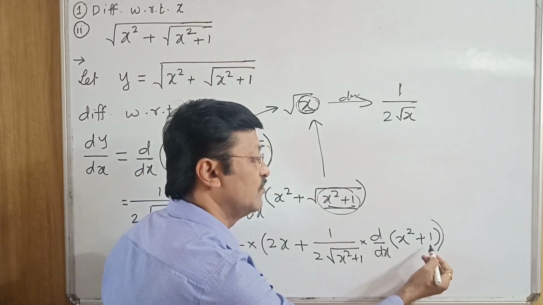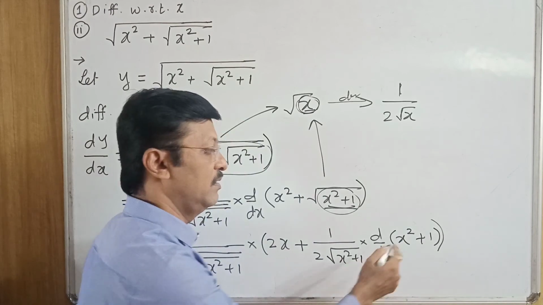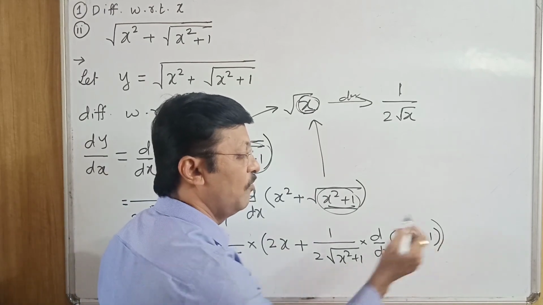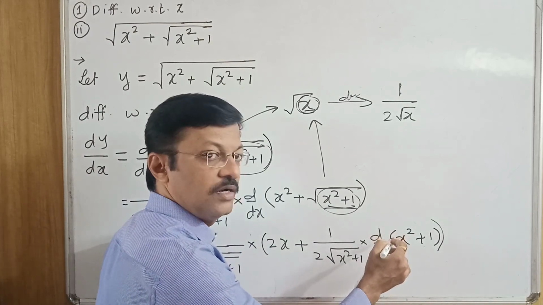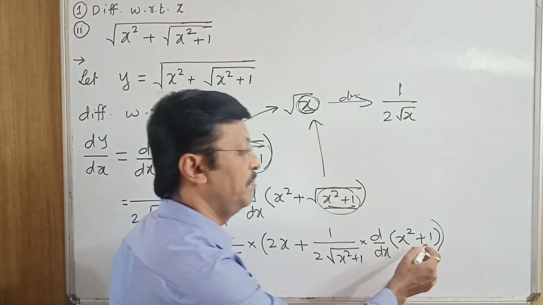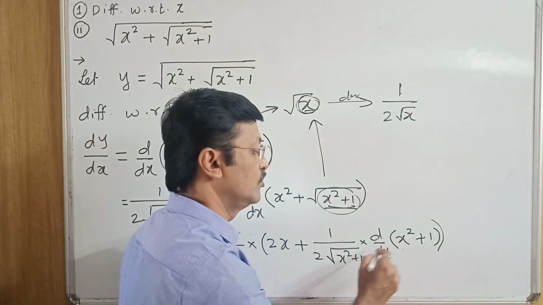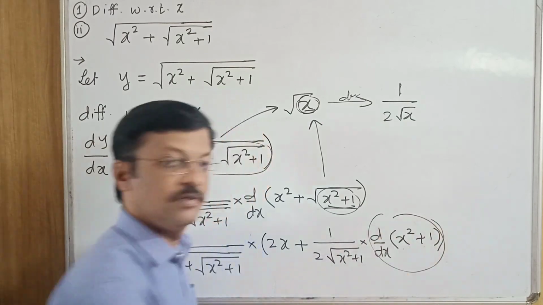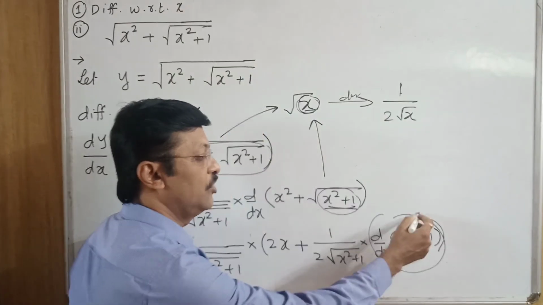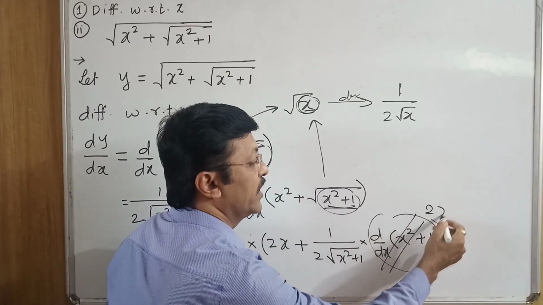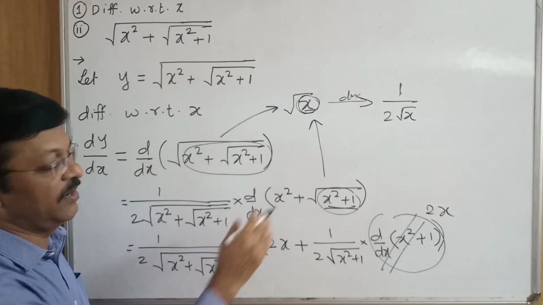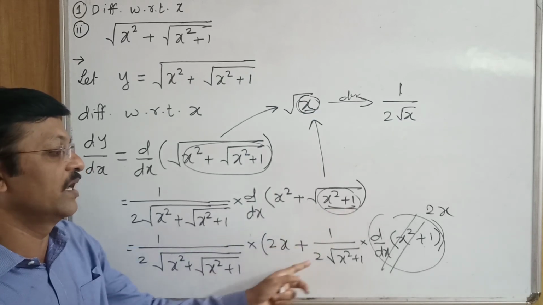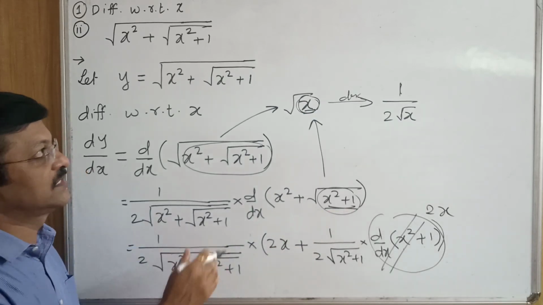Derivative of x square plus 1 will be derivative of x square plus derivative of 1. u plus v rule. Derivative of x square is 2x, and derivative of 1 being a constant, derivative 0. So this is going to be just 2x. Just replace this by 2x and finish this answer. You can simplify it a little bit, because this 2 and 2 can be cancelled. So we shall do it in the next step here.